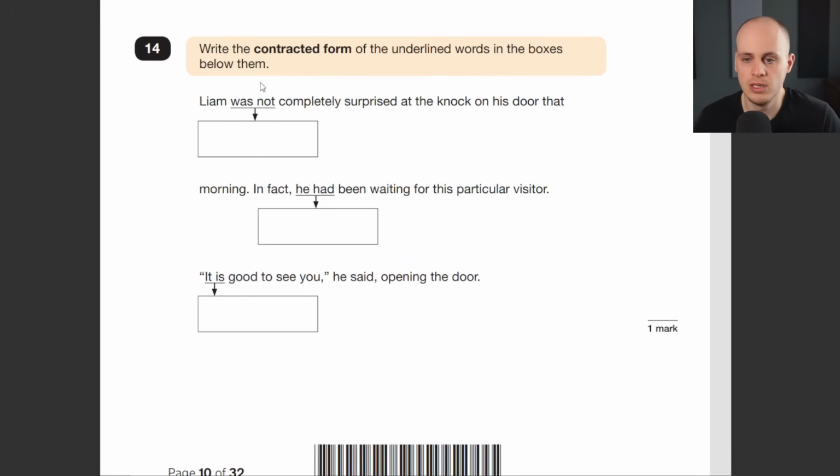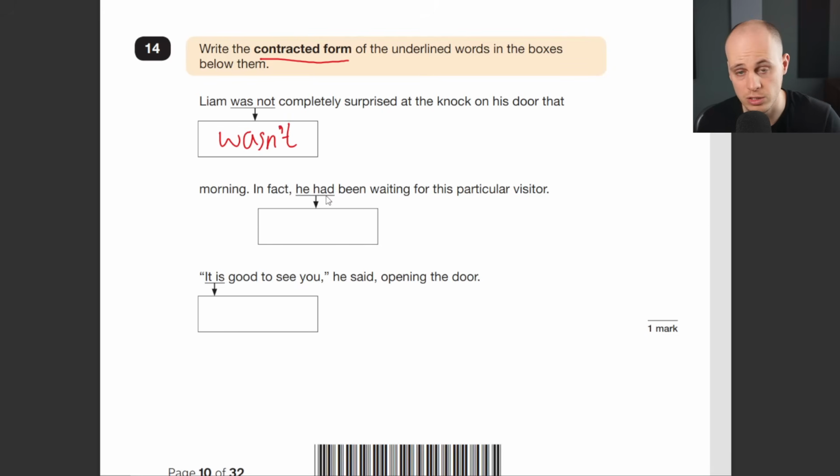Number 14. Write the contracted form of the underlined words in the boxes below them. Sometimes it's just the language. If they just said, make these words have an apostrophe, you'd probably be all right. Contracted means shortened. So in other words, use an apostrophe to turn these two words into one. So was not becomes wasn't.